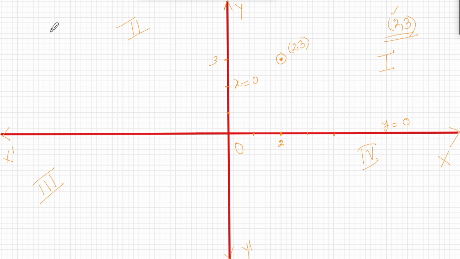Now let me introduce two terms here, and they are abscissa and ordinate. So abscissa is the x coordinate and ordinate is the y coordinate. So 2 is the abscissa and 3 is the ordinate. Now let us deal with a few important questions.